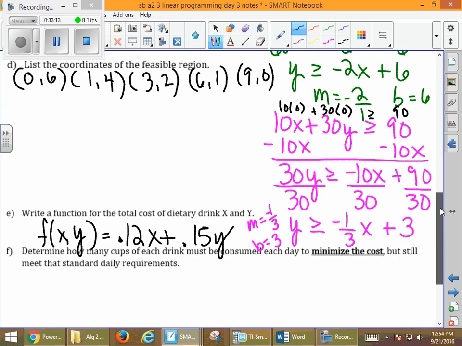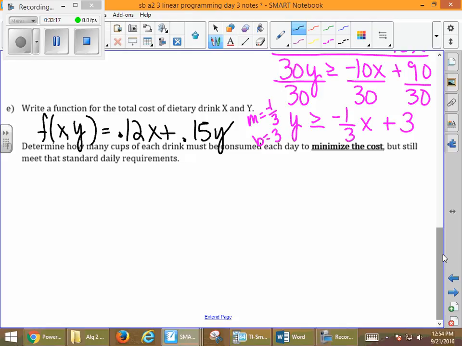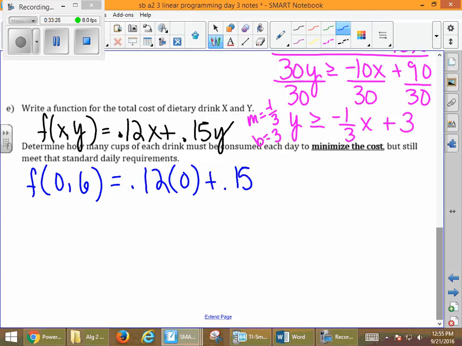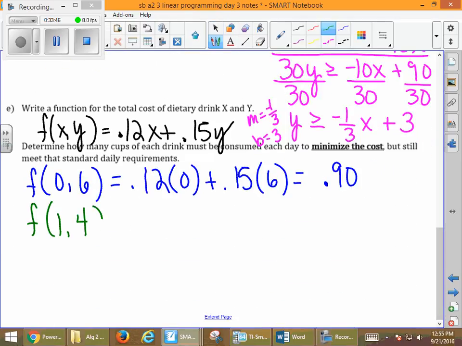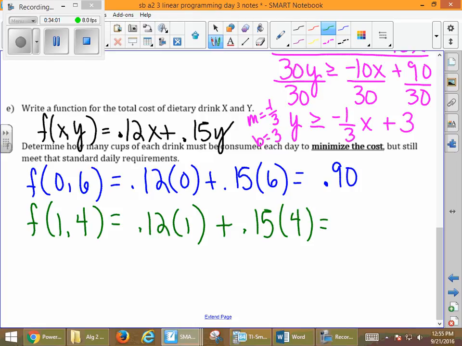So we're going to take our values and put them back into our function. The first one is 0, 6, so it's going to be f of 0, 6. That's 0.12 times 0 plus 0.15 times 6, which gives us 0.9. Our second order pair is 1, 4. So this is going to be 0.12 times 1, putting the 1 back in for the x, and the 4 back in for the y. If we type that in our calculator, we end up with 0.72.